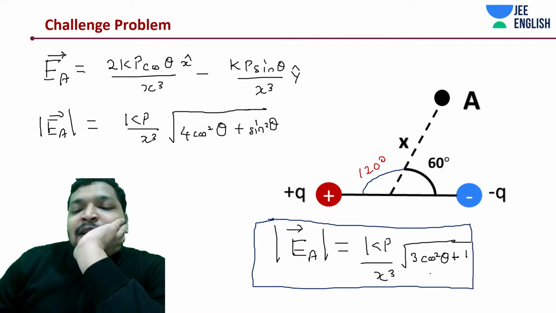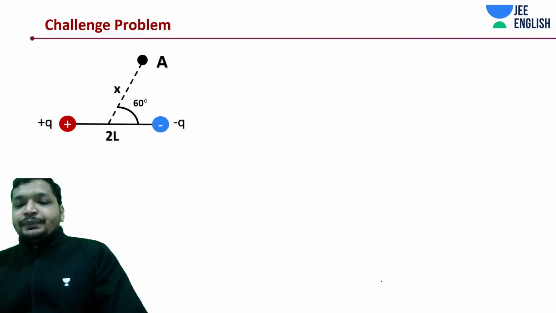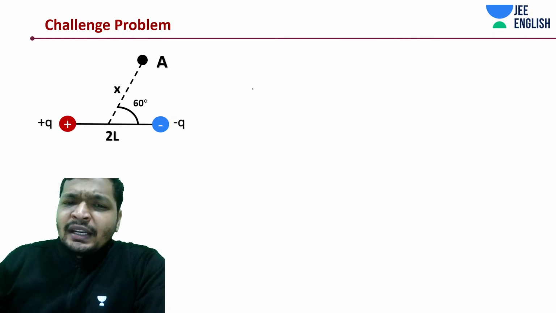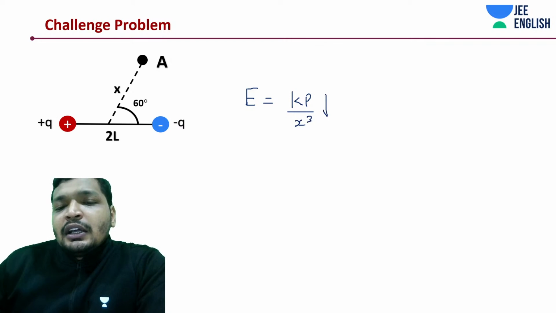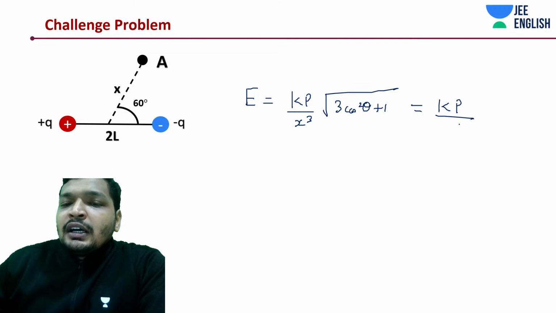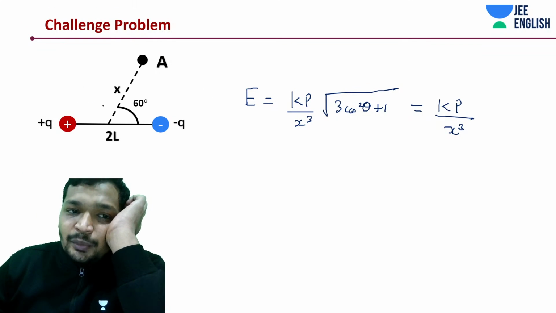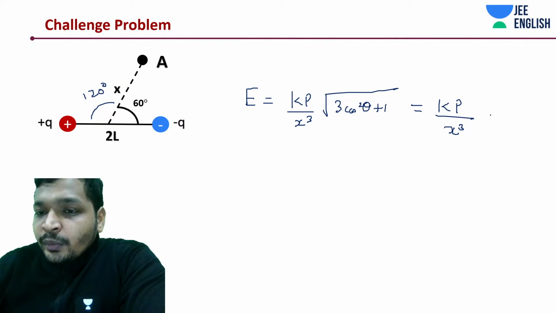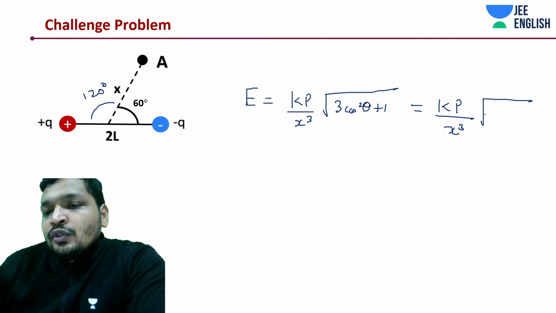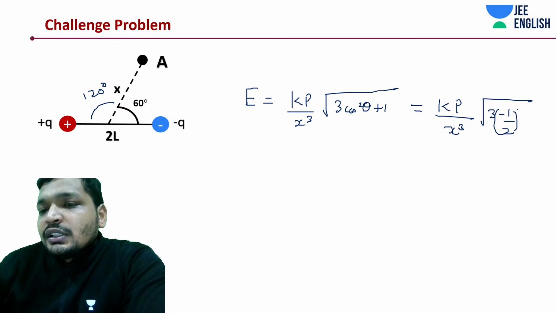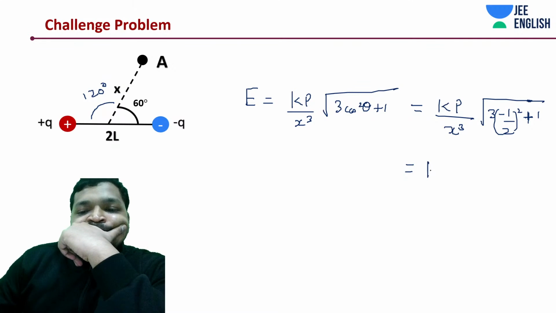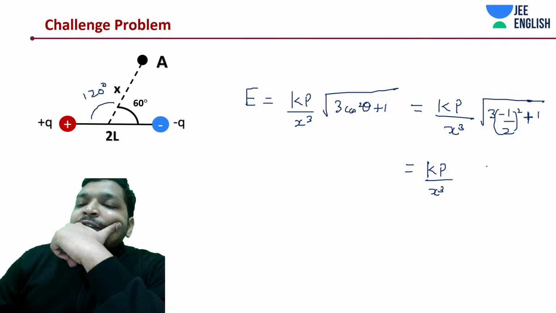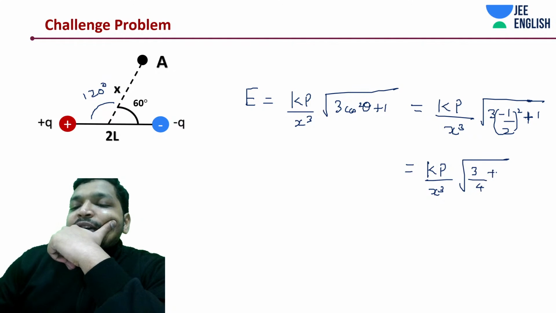Now substitute the value of theta as 120 in this case, because magnitude is being asked. So I'm going to rewrite that term. Electric field magnitude was kp divided by x cube under root of 3 cos square theta plus 1. You can note it down still. Just substitute the value of cos theta. How much is cos of 120 degrees? Cos of 120 degrees is nothing but minus 1 by 2. But anyway, it's going to undergo a square, so it becomes positive, plus 1. So k into p divided by x cube, under root of 3 by 4 plus 1, it will be like 7 by 2.